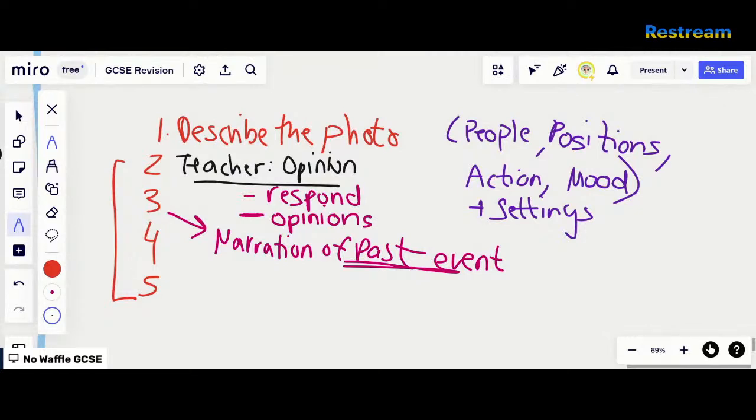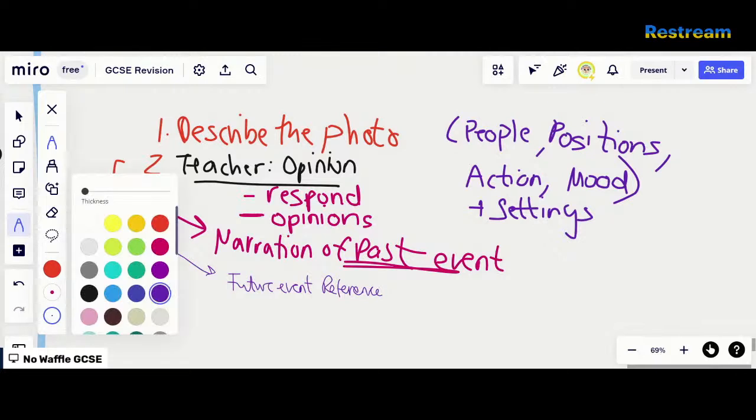Now, number 4 is a reference to a future event. Now, this future event reference will be the opposite of the past event. So the past event, you were trying to think of all of the past tenses, and now you're going to be thinking about all of the future tenses, like the near future, the simple future, the conditional tense, and try to include some more fancy grammar in there as well.